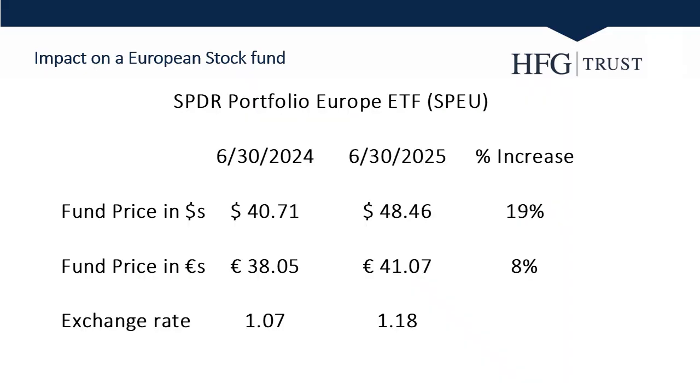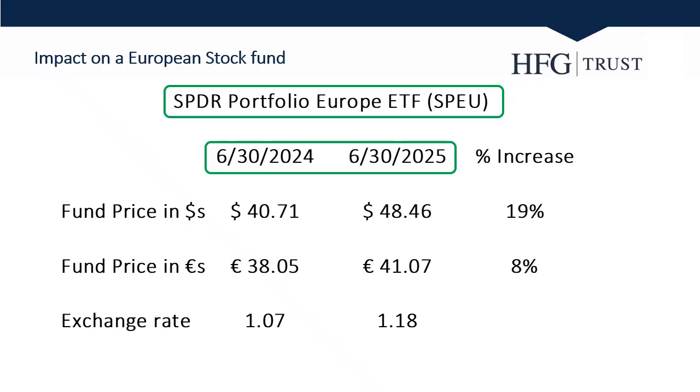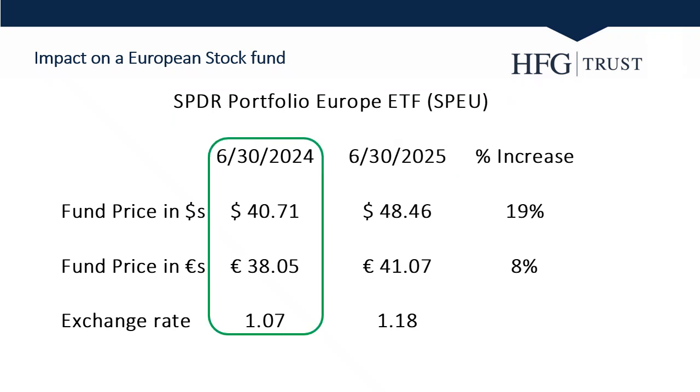Now let's look specifically at an investment fund that invests in European stocks. So we are going to look at, again, June 30th of 2024 versus June 30th of 2025. Back on June 30th of 2024, you could buy one share of this fund, the SPDR Portfolio Europe ETF Fund, for $40.71. If you were in Europe buying this fund, it would cost you 38.05 euros. And again, at that point, the exchange rate was $1.07 per euro.